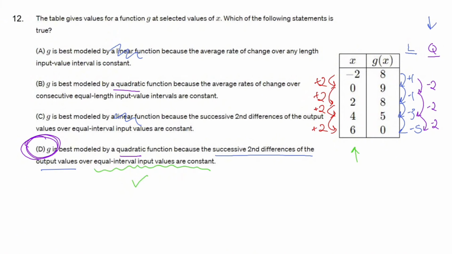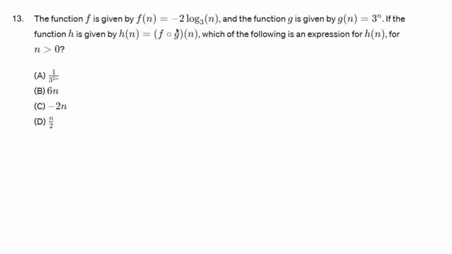Hope this helps. The function f is given by f of n equals -2 log base 3 of n. And the function g is given by g of n equals 3 to the n. If the function h is given by f of g of n, which of the following is an expression for h of n for n greater than 0?